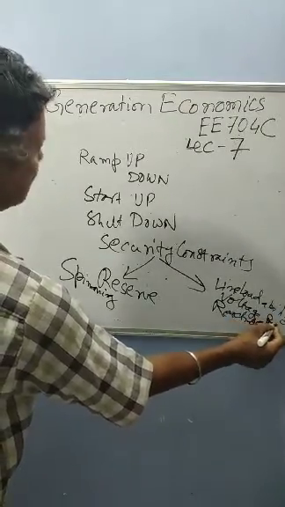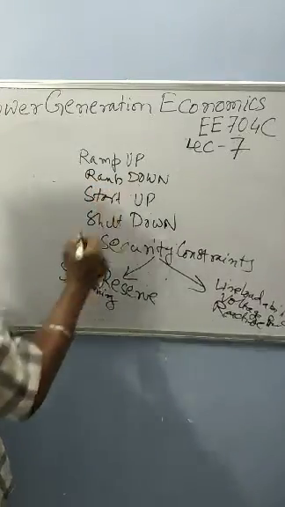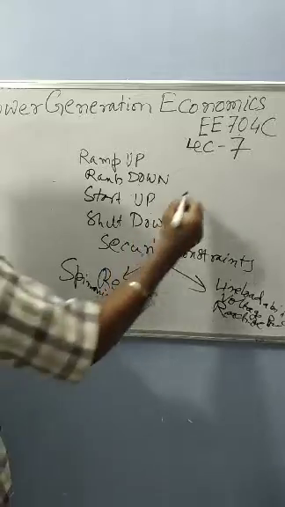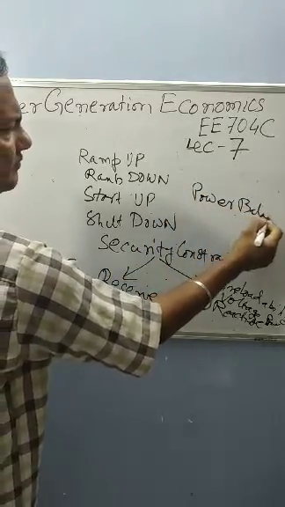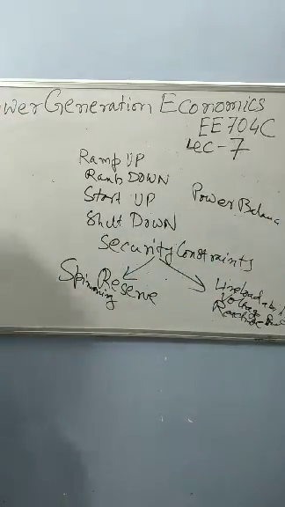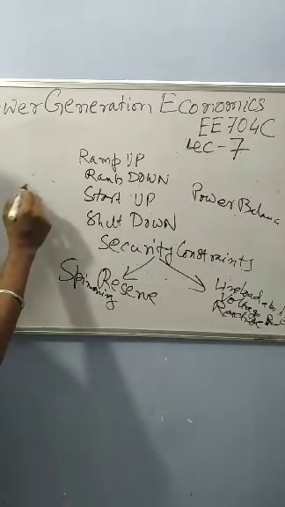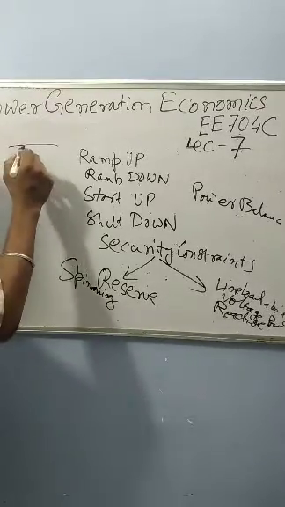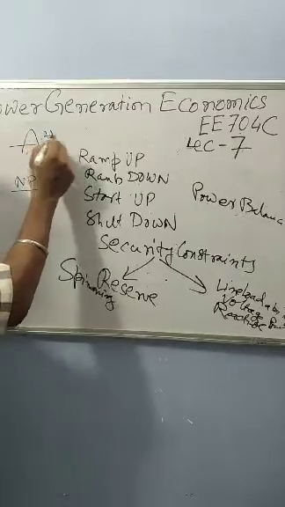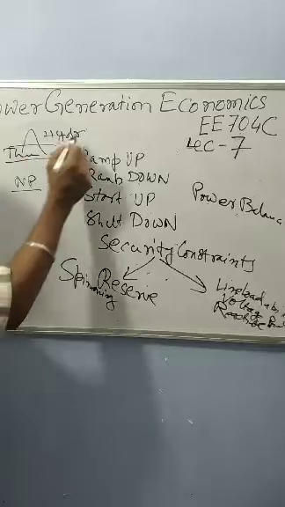So all these constraints we have to see: ramp up, ramp down, start up, shut down, security constraints, power balance constraints. And out of that, the hydro constraints is also there. All of you know that the base load is for the nuclear power plant, and for the peak load we use hydro power plants. And in between, thermal power plants are being used.